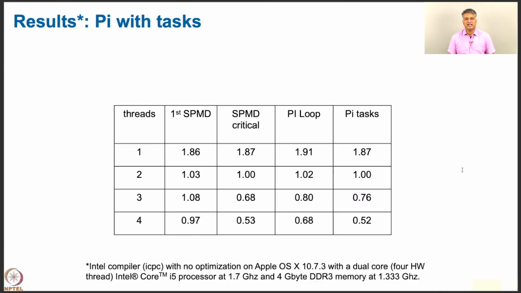When we look at the timing of computing pi, we had several implementations of how this is being done. The first SPMD implementation for 4 parallel threads took about 97 seconds. When we used the critical construct, it took about 53 seconds. When we did it with loop-based parallelization, it went to 68 seconds. And when we do it with task-based parallelization, it takes only about 0.52 seconds. So you can see that task-based parallelization actually makes it more efficient. But this comes at the cost of programming effort, clearly.